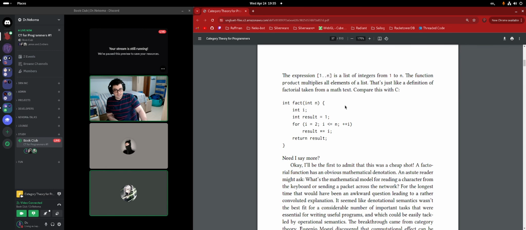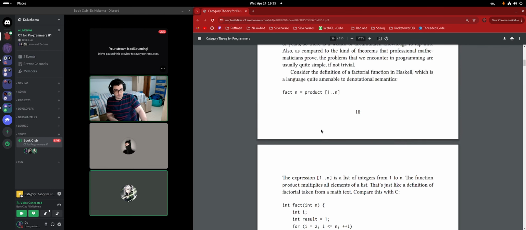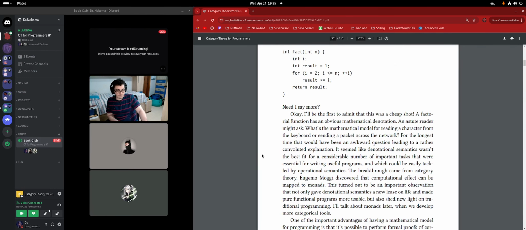So this is the C version of this program here. And then he goes broader with some other examples. What's the mathematical model for reading a character from the keyboard and sending a packet across the network? What is the mathematical model for a plane that is flying across the sky? Not everything is easily modeled in a mathematical way. Well, there is the actor model if you want to go there.